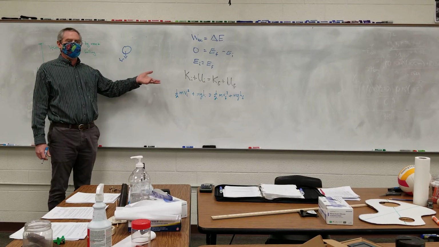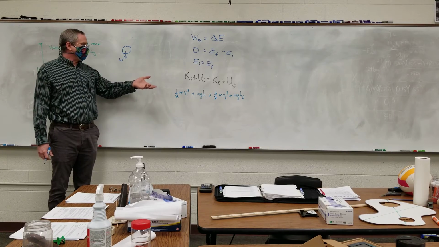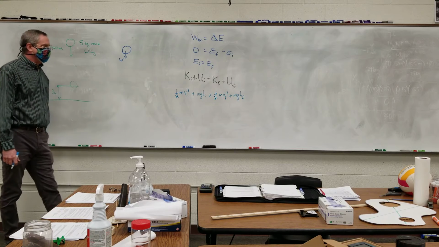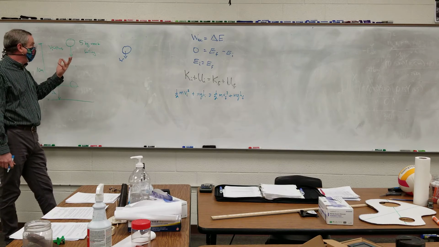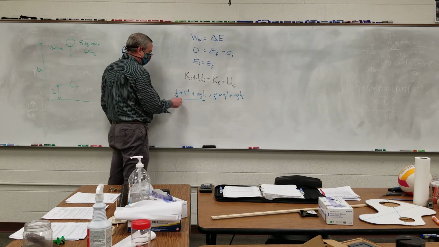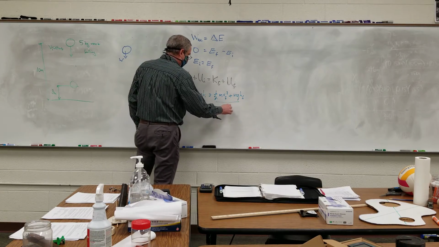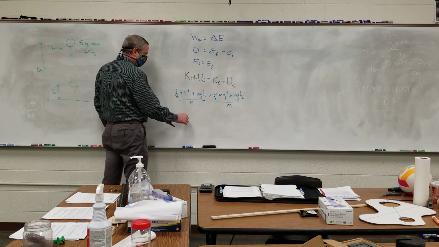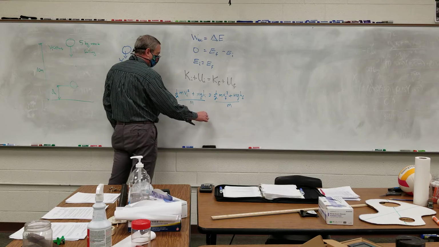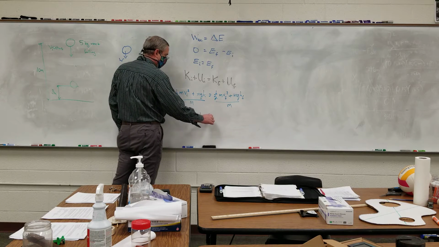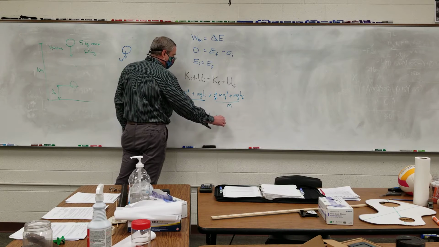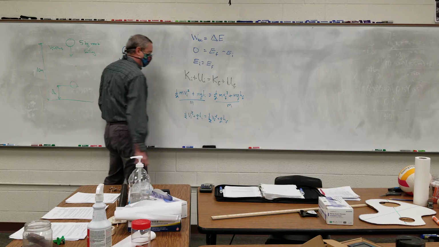Now we can simplify it a couple of different ways here. Notice that we do have mass in every single term. And so we could just divide everything by mass, and mass goes away. So dividing this by mass, divide that by mass, and I'm left with 1/2 v initial squared plus g h initial equals 1/2 v final squared plus g h final.